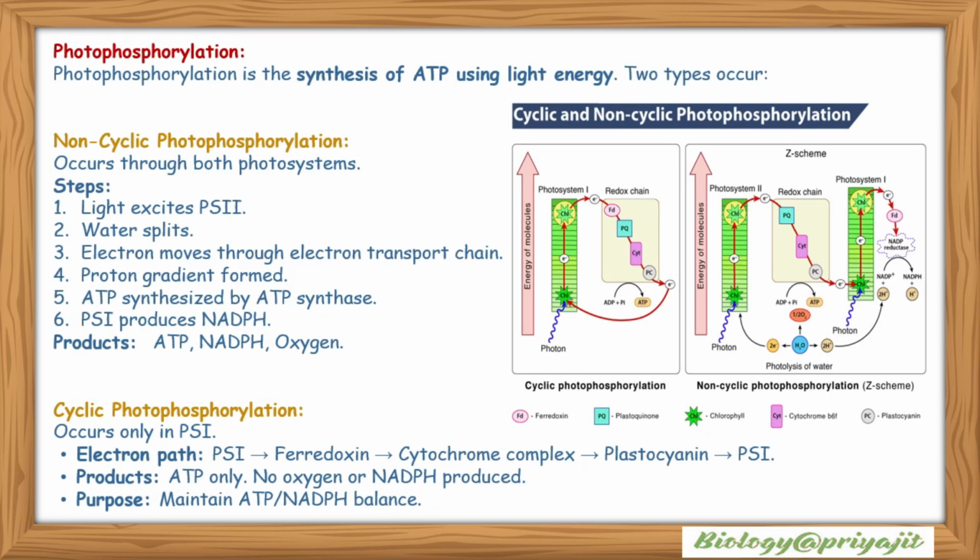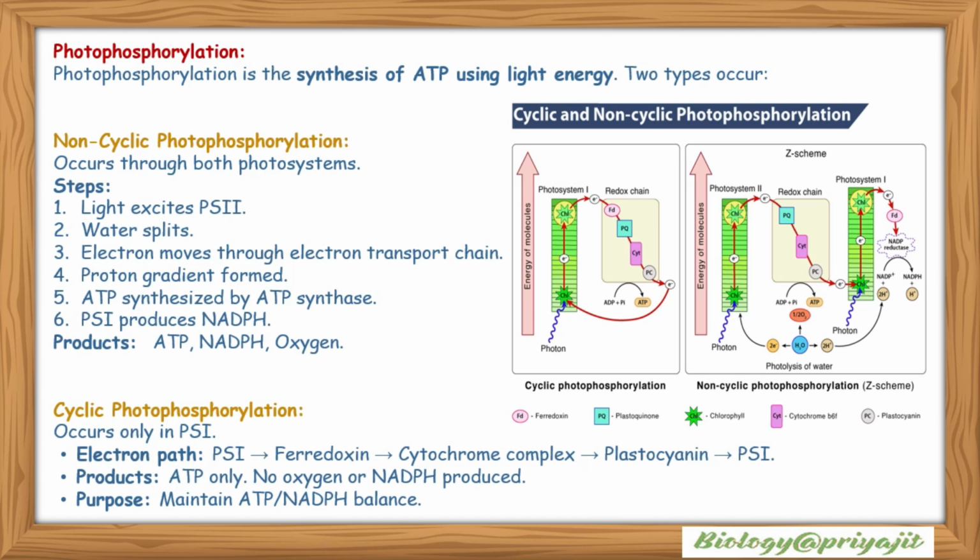So what is photophosphorylation? Photophosphorylation is basically the synthesis of ATP using light energy. During this electron transport process, a proton gradient is formed across the thylakoid membrane, and this proton gradient drives the enzyme ATP synthase, which synthesizes ATP. This process is called photophosphorylation. Two types occur: non-cyclic photophosphorylation producing ATP, NADPH, and oxygen, and cyclic photophosphorylation producing only ATP.